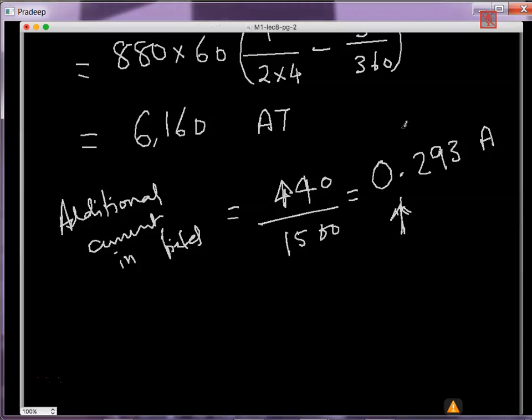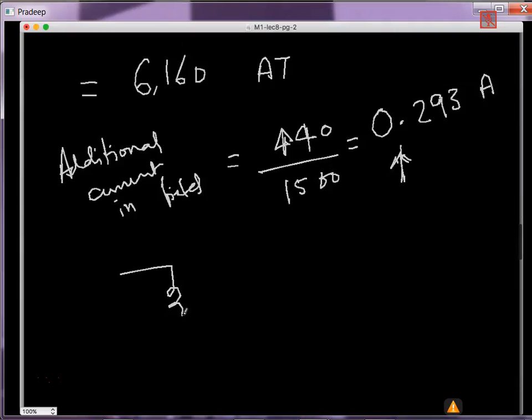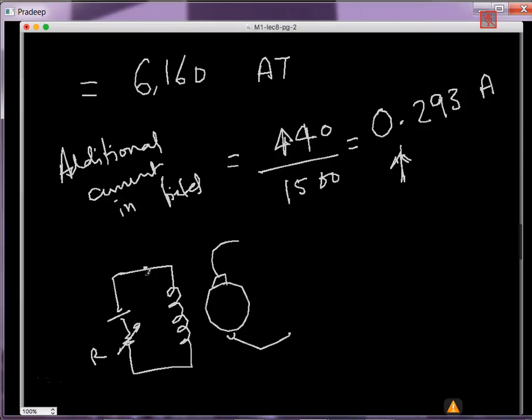Therefore, this is the additional current required in the field winding to neutralize the effect of demagnetization. If you consider this as a separately excited machine, you have a variable resistor in series with the field winding. By changing this R, I can control the field current and the number of turns is fixed. So I can control the magnetizing ampere turns. By increasing the magnetizing ampere turns, I am cancelling the effect of demagnetization.